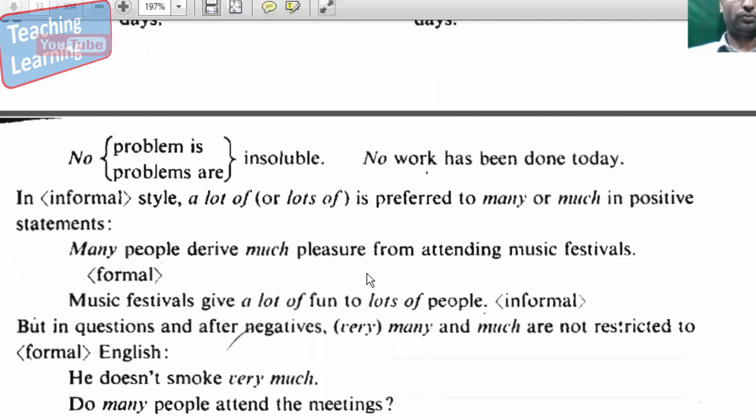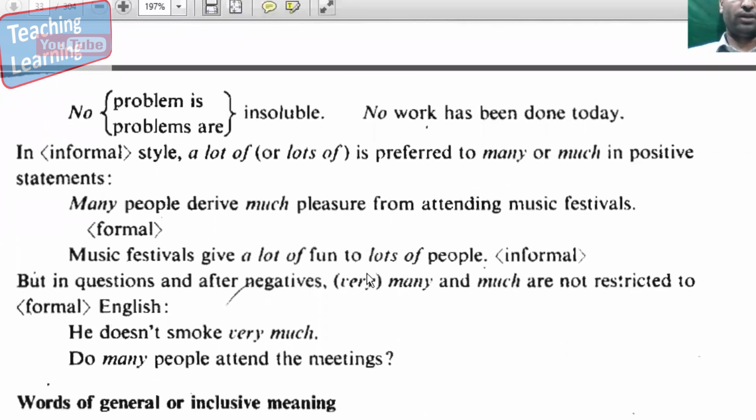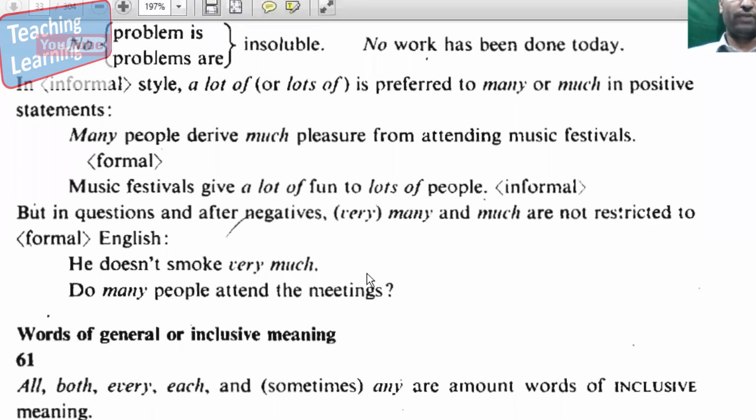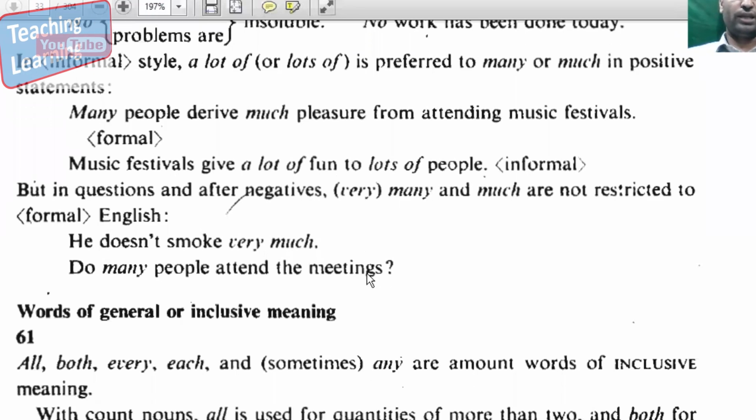Music festivals give a lot of funds, lots of people. Many people derive much pleasure from attending music festivals. Like that. He does not smoke very much. Do many people attend meetings?